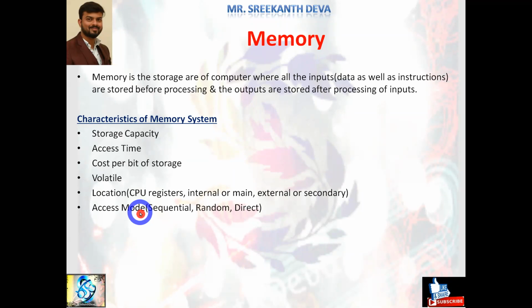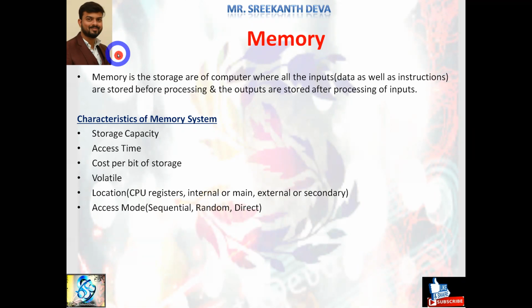Random: the locations of the memory are accessed in any order. We cannot predict. The memory can be accessed randomly, in a random order. Next, direct. The location of the memory is accessed neither purely randomly nor sequentially, but using a combination of both modes. That is called direct access, either sequentially or randomly.